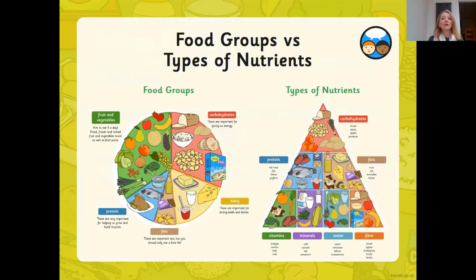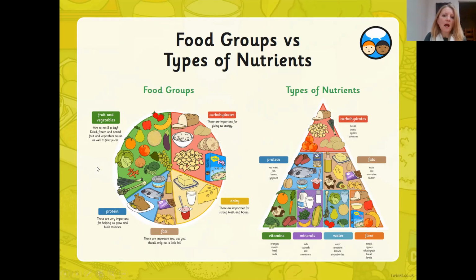Okay, so this is what we looked at last time. We looked at how we can group foods in different ways. We can put them into the food groups, which is on the left-hand side there, and then we can also look at the types of nutrients in foods. So this diagram here shows types of foods like carbohydrates, fruits and vegetables, proteins, fats, and dairy. But what we looked at last week as well, that some foods could go into more than one group.